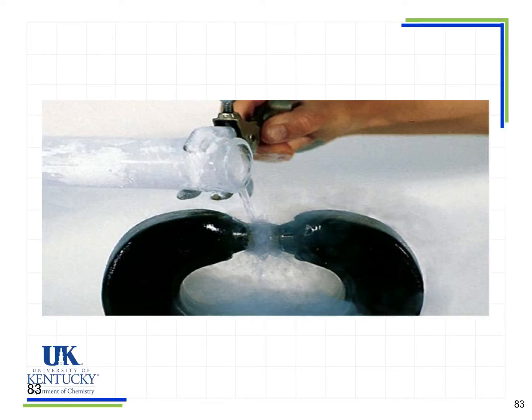But the liquid oxygen is actually being suspended between those poles, and that indicates that it's paramagnetic, that it has an unpaired electron, something we wouldn't expect from looking at the Lewis structure model.